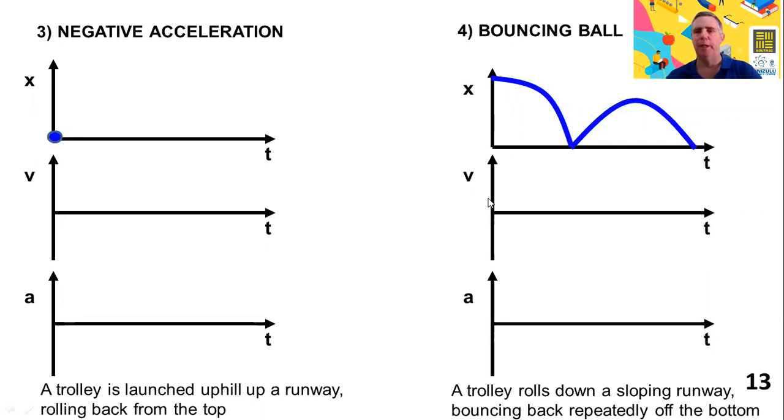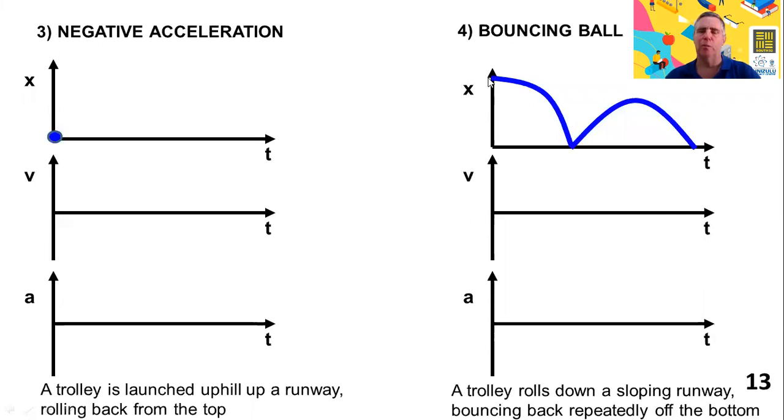And then finally, the bouncing ball. This has come up in many exams and caused lots of problems, but we're going to sort it out today. So let's see how you do with that. Again, we have a sloping runway. You start the trolley at the top. I've done the position time graph for you.